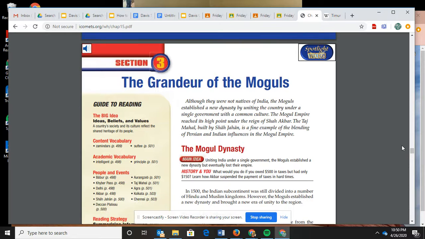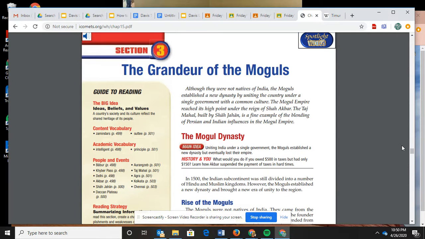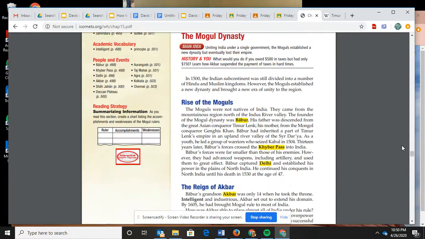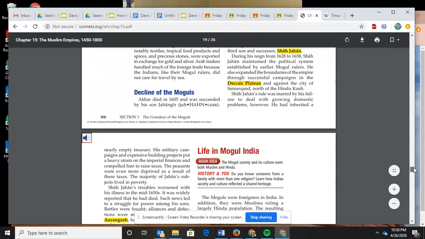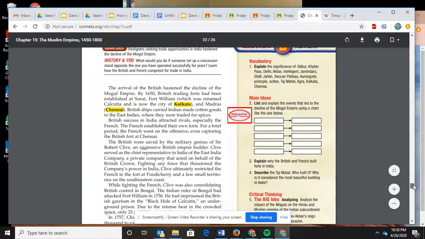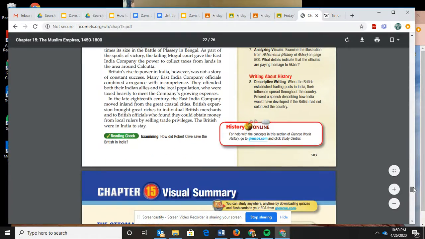So let's finish off the gunpowder empires with reading about the Mughals here. This is on 498, so take a few minutes here and read to 503.